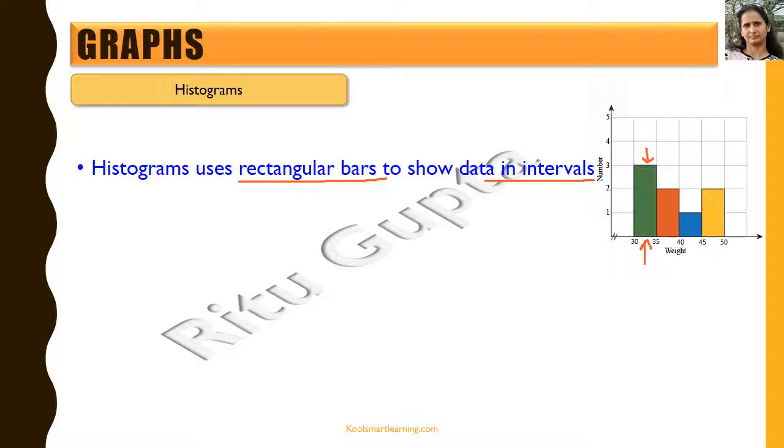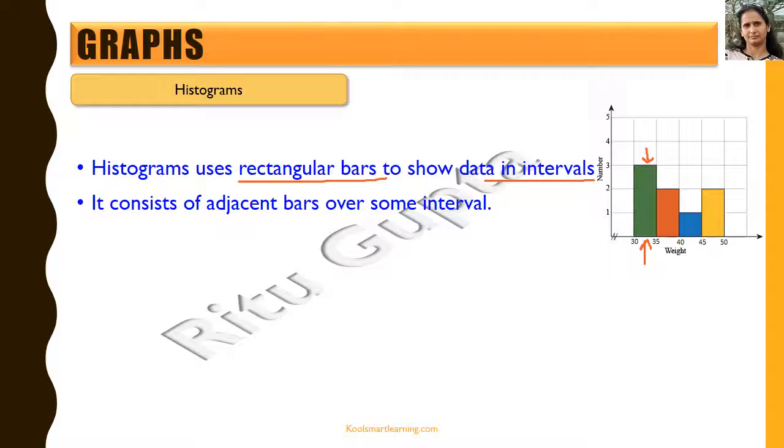So here the number of children who have weight between 30 to 35 kg is 3. Students who have weight between 35 to 40 is 2. Students who have weight between 40 to 45 is 1. And again students having weight between 45 to 50 is 2. So this is showing the data in intervals.